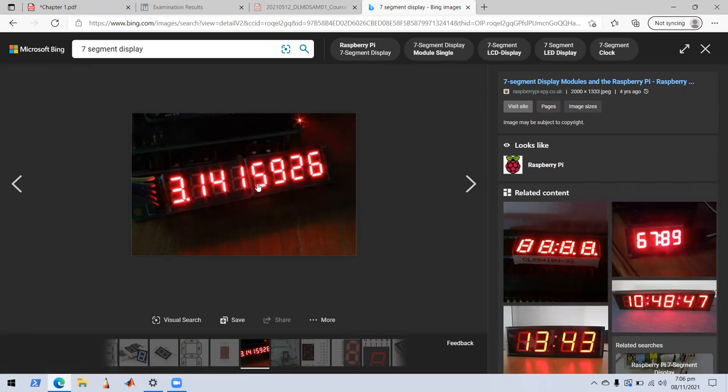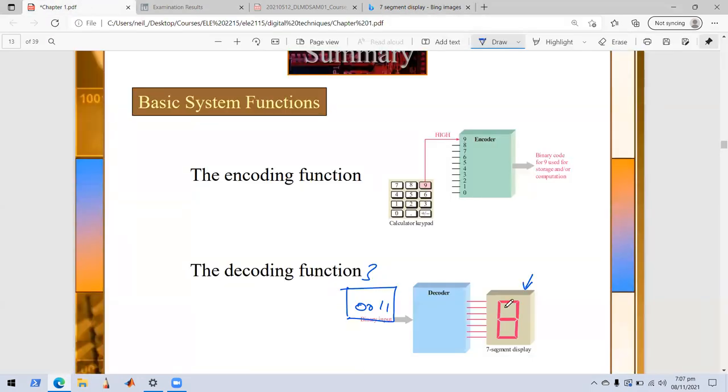So 3.1415926, displaying pi. To represent a number 3 in this 7-segment display, we need to light up this segment, this segment, this segment, and this, right? You see the tree starting to form, right? You seeing it? Good.